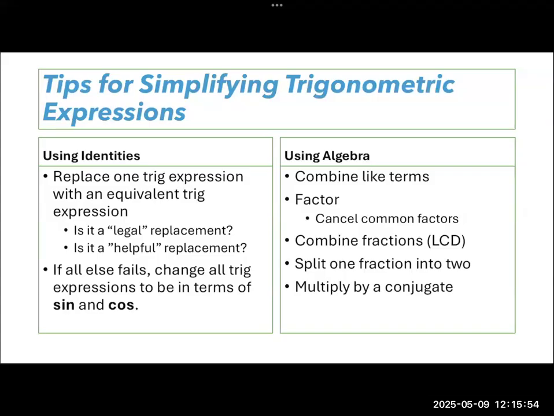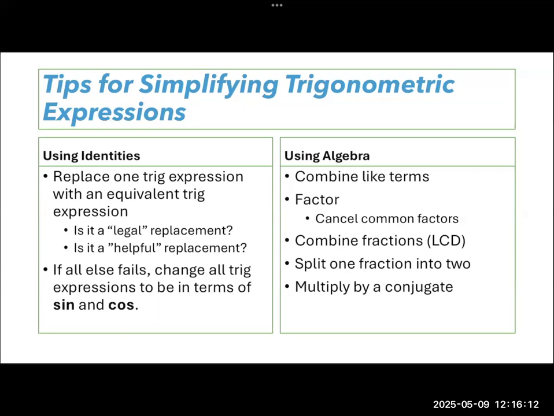Also, when you're using identities, so many of the identities are based on sine and cosine that if all else fails and you can't figure out how to move forward, change everything that's not already sine or cosine into terms of sine and cosine and see if that helps.